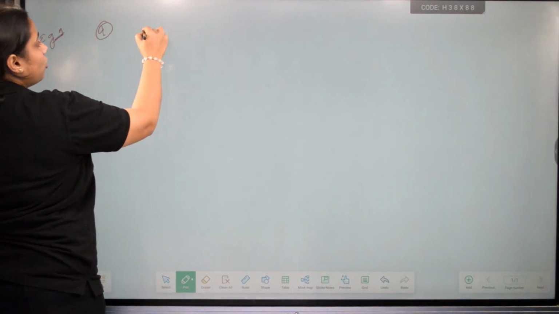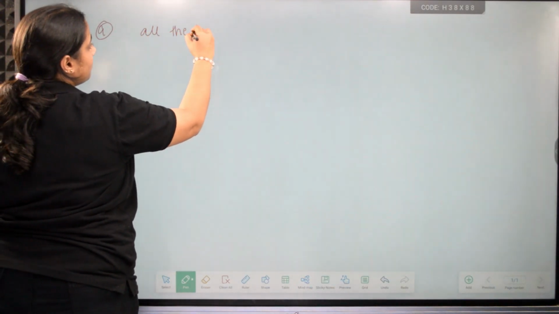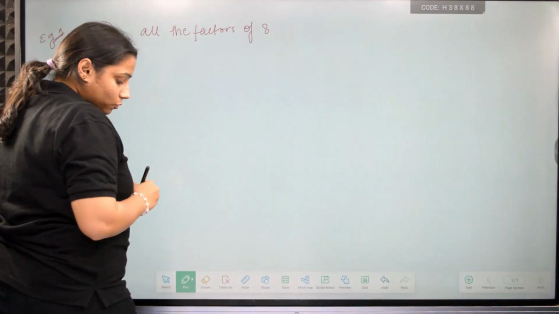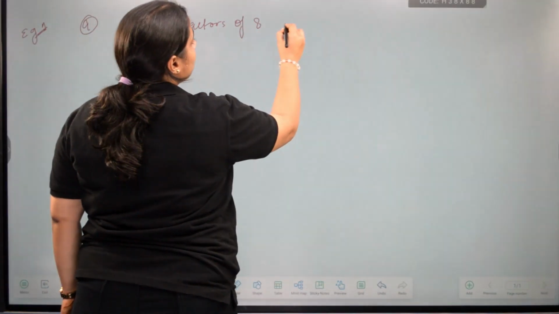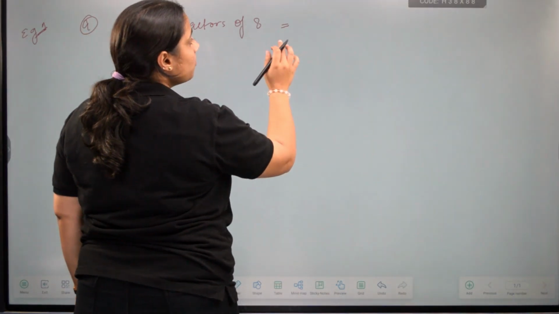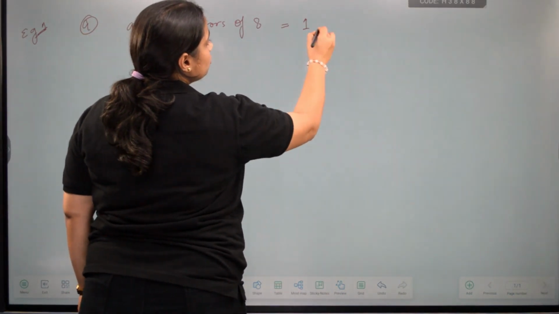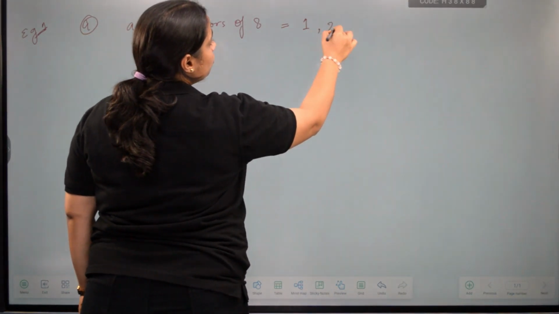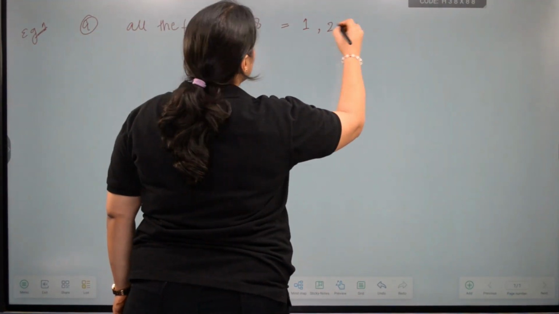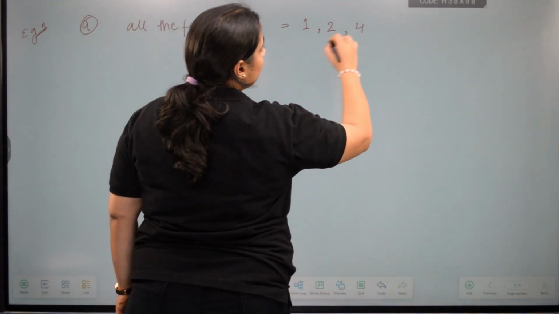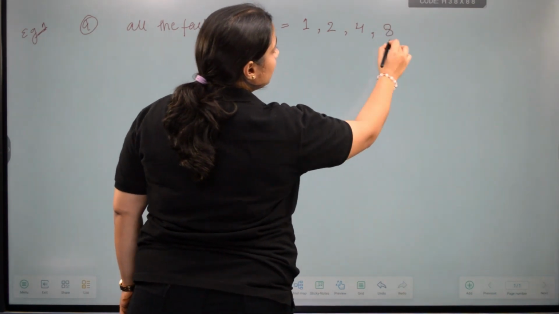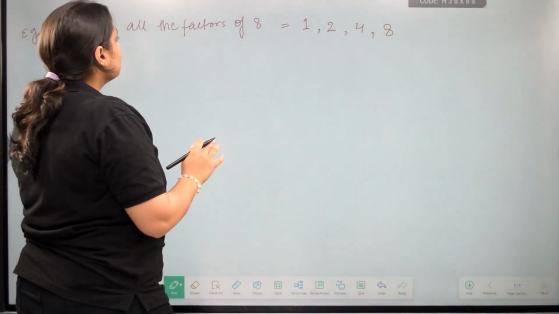We have to write all the factors of 8. We know that the factor which is common to all numbers is 1. Then 2 is a factor of 8. Now 3 is not a factor of 8. 4 is a factor of 8. 6 and 7 are not factors of 8. And at last 8 is a factor of 8.